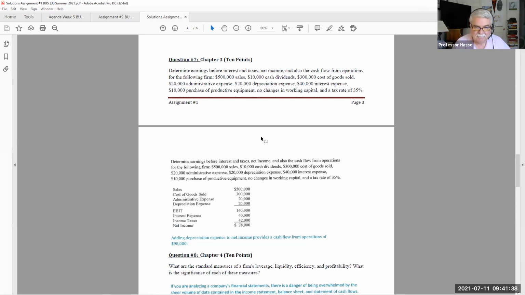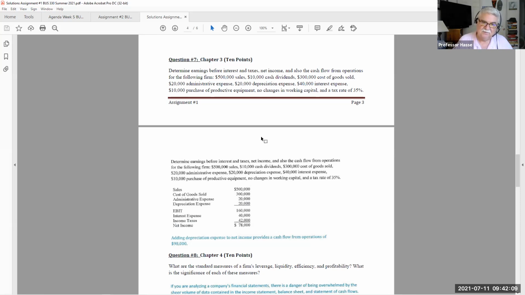We're told in the problem to put these pieces together to determine these 3 answers. Okay. Sales is $500,000. That's revenue. Cash dividends, $10,000. Immediately, you should put a line through this one. This has nothing to do with this problem. A $10,000 cash dividend is cash flow from financing. It's not an operating expense. It has nothing to do with the three questions asked in this problem. $300,000 cost of goods sold, that's an expense.